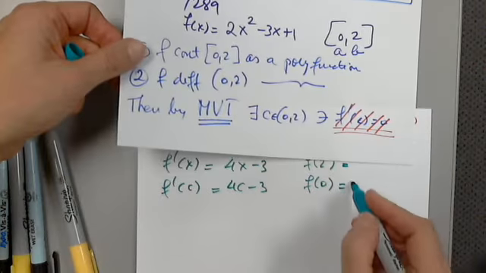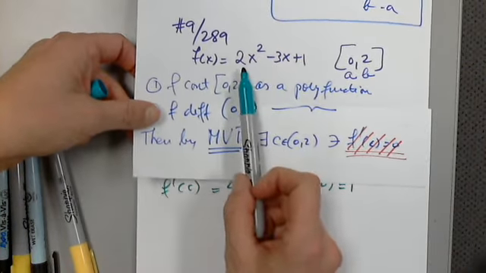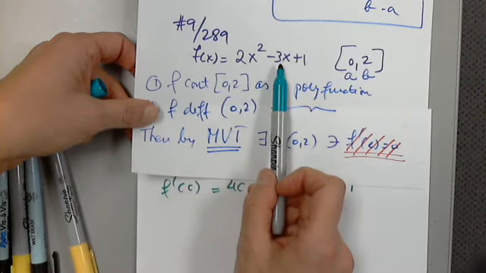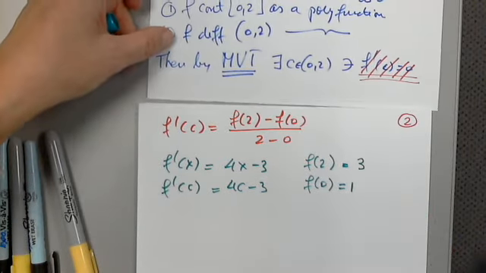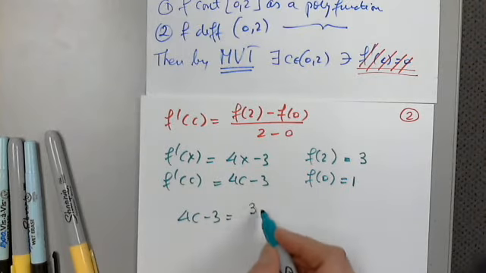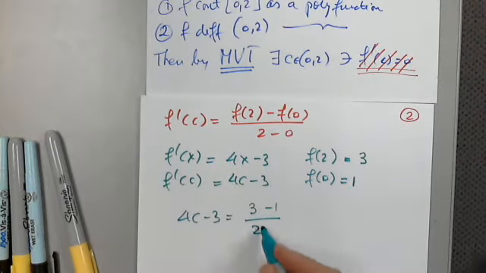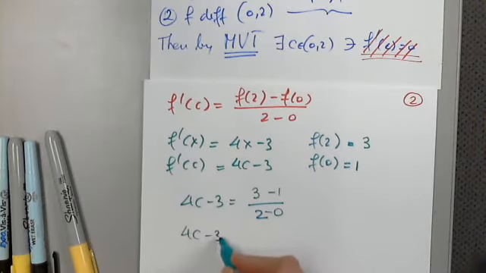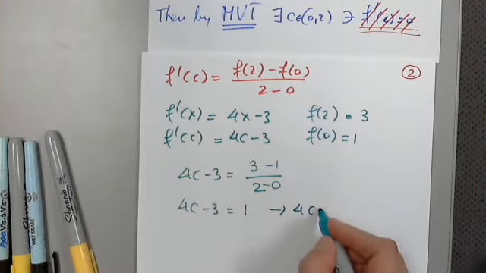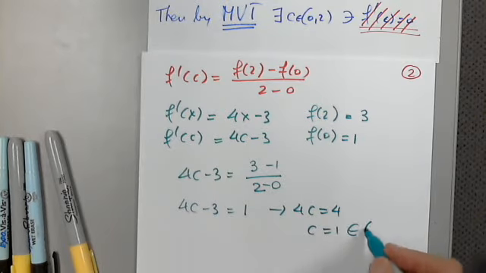f of 0 is 1, and f of 2: 2 times 4 is 8, 8 minus 6 is 2, 2 plus 1 is 3. Thank you. So 4c minus 3 equals 3 minus 1 divided by 2, if you want, minus 0. So 4c minus 3 equals 2 over 2, which is 1. Therefore, 4c equals 4, or c equals 1. And as I said, it better be between 0 and 2. Guaranteed.